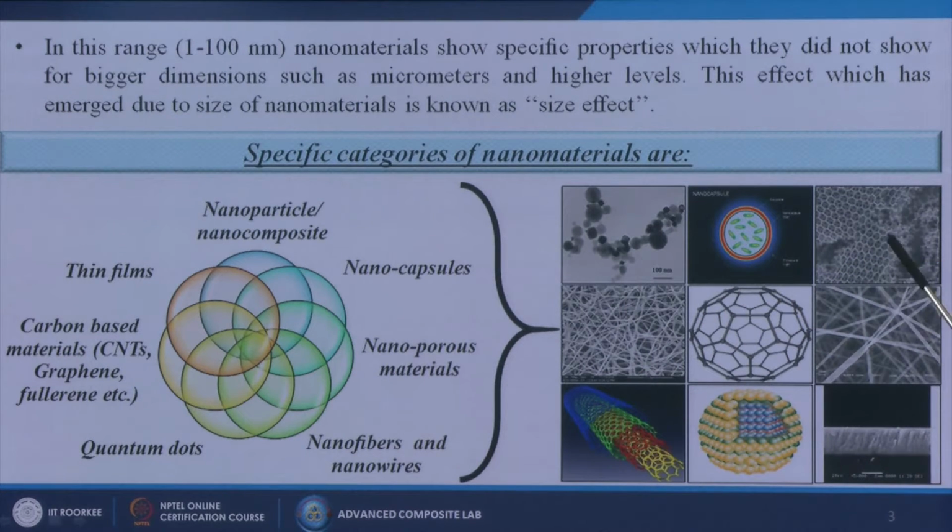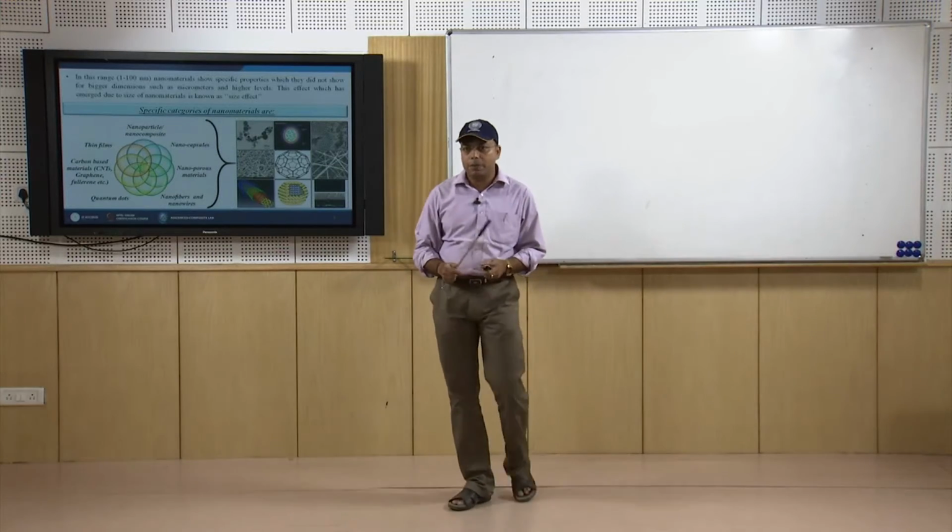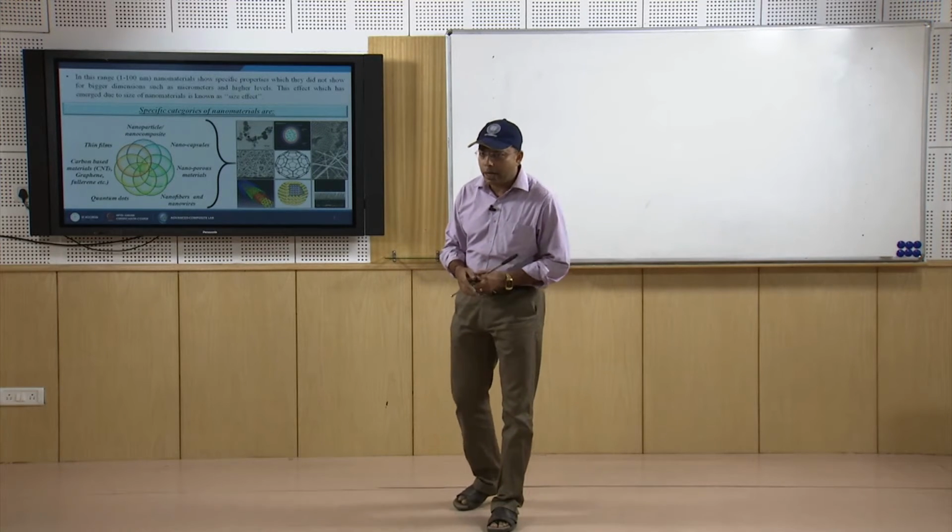Here we are giving the picture of some kind of porous materials, then some kind of fibers, then some kind of wires, then thin films, then the picture of carbon nanotubes, then some kind of carbon dots, and somewhere microcapsule type of things. So, these are all plenty of examples by which we can use this kind of material in our day to day life.